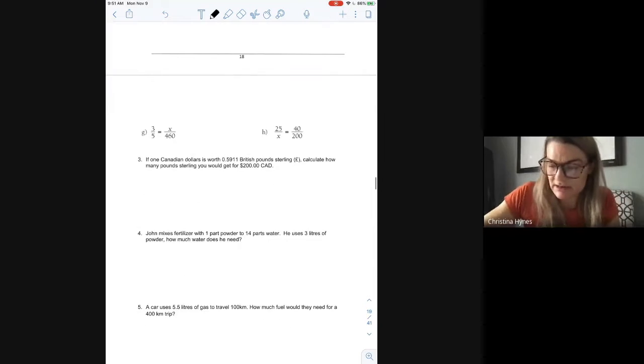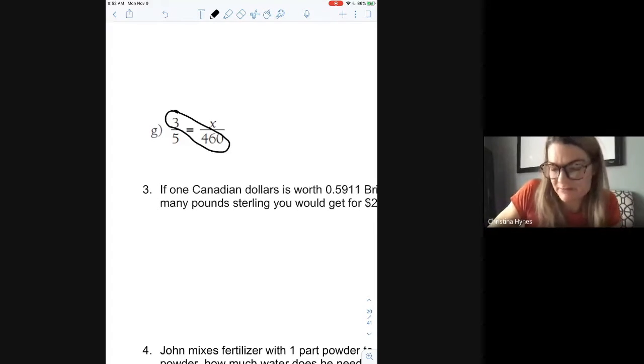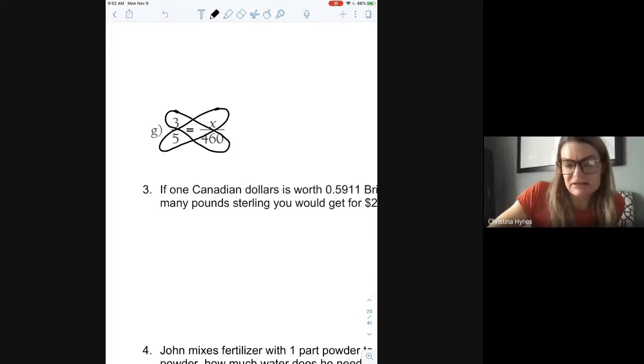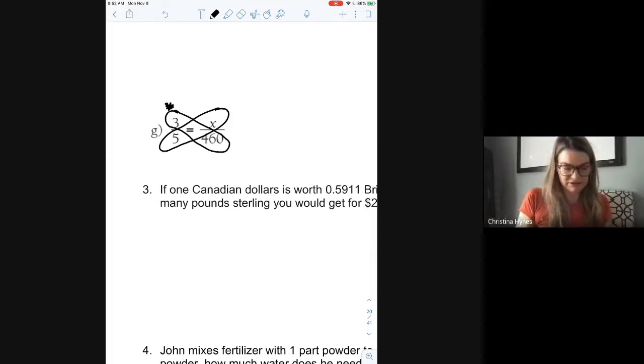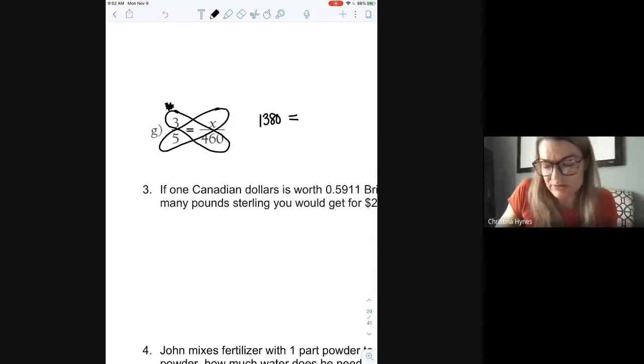Okay. So step one, guys, for this example, you create your x shape. There's one side of my x, and there's my other side of my x. By doing that, those numbers multiply. You're going to multiply 3 with 460, and that's going to go to the left side of your bracket because this 3 is on the top. So 3 multiplied by 460 in your calculator gives me 1380. Then you have the equal sign between them.